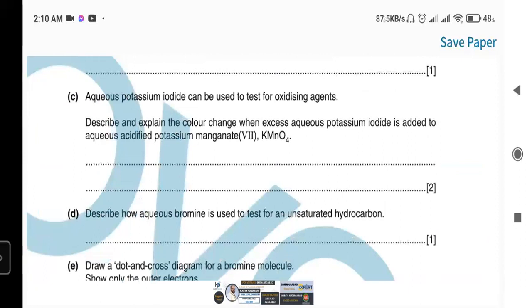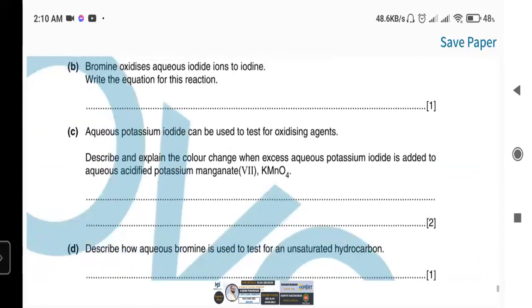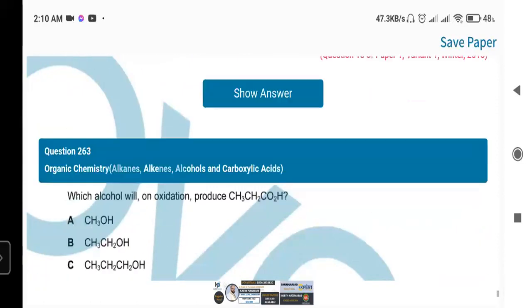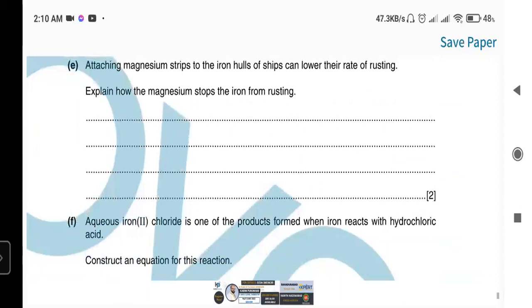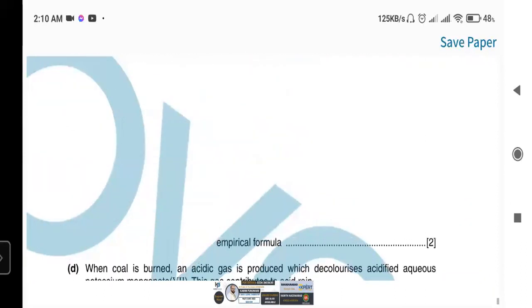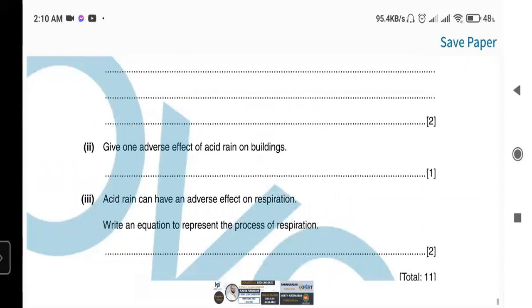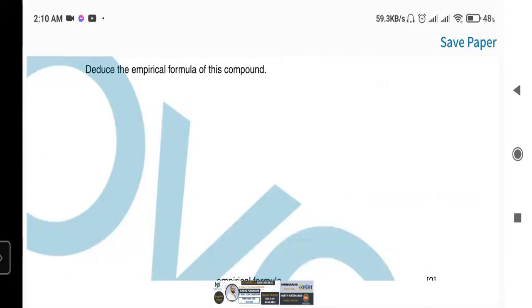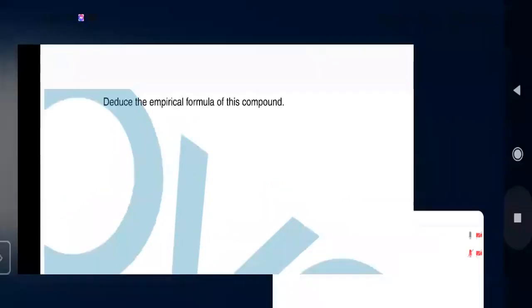Aqueous bromine can be used. We have already discussed potassium manganate, the color changes from purple to colorless. That's all for our organic chemistry questions. I think we don't need to discuss more. So that's all for alkanes, alcohols, and carboxylic acids. In the next video, we will discuss polymers. This is the longest part, I guess. All right. Thank you.